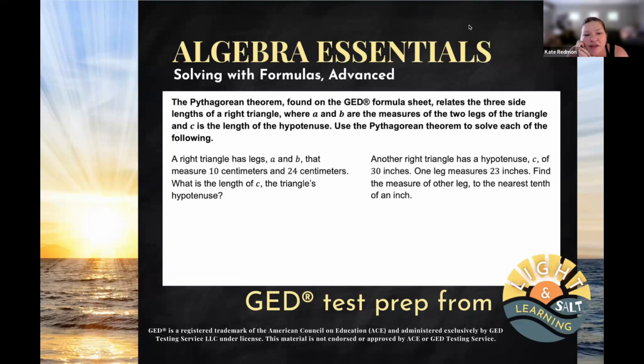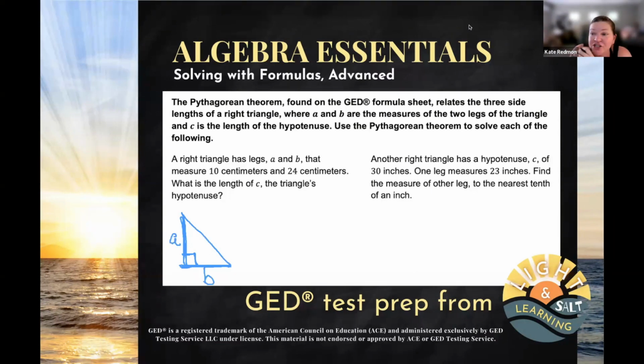The Pythagorean theorem found on the GED formula sheet relates the three side lengths of a right triangle. So a triangle is just our three-sided shape, right? And a right triangle is one that has a perfect 90-degree angle, like a perfect angle of a house, your floor to your wall, where A and B are the measures of the two legs of the triangle. Legs refers to the two sides that form that nice L. That's how I remembered. It's a nice, beautiful L around the right angle. Those are the legs, A and B.